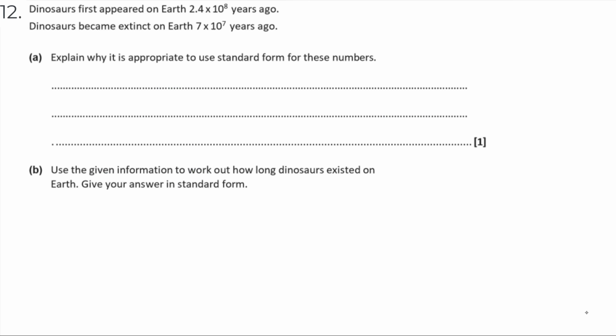Question 3. Dinosaurs first appeared on Earth 2.4 times 10 to the 8 years ago. And then dinosaurs became extinct on Earth 7 times 10 to the 7 years ago. Explain why it's appropriate to use standard form for these numbers. Well, it's appropriate because the numbers are very large, aren't they? And you've got lots of zeros on the end. Okay, so I'm going to say numbers are large.